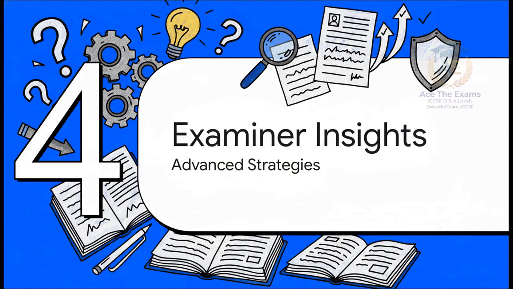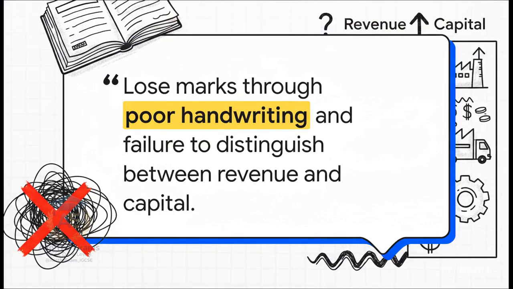Finally, Section 4, Advanced Examiner Insights. We are looking directly at official exam strategies, digging into recent principal examiner reports to protect your grade. I want you to really absorb this quote derived from recent examiner warnings. Students often lose marks through poor handwriting in ledger accounts and the failure to distinguish between revenue and capital items. Please take this seriously. Do not throw away hard-earned, highly technical marks just because the examiner literally cannot read your numbers, or because you accidentally classified a capital asset purchase as a simple revenue expense. It happens way more often than you'd think.